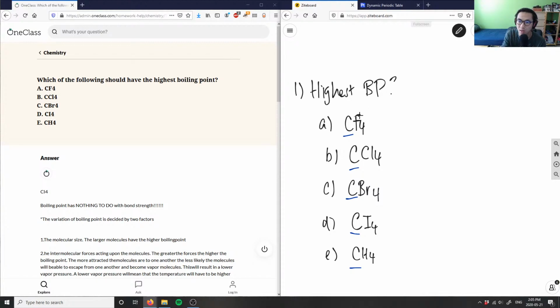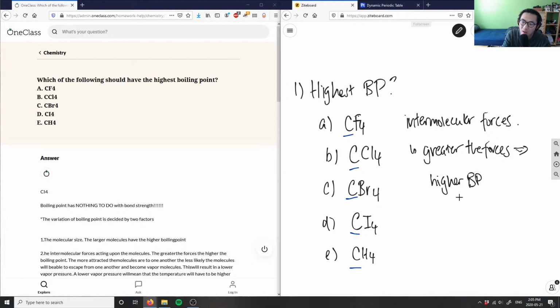There are some factors to figure out boiling point. The biggest one here is the intermolecular forces. The intermolecular forces of these compounds determine the boiling point, and basically, the greater the forces, the higher the boiling point. And remember, there are a lot of intermolecular forces: hydrogen bonding, London dispersion, dipole, and a lot of these things.